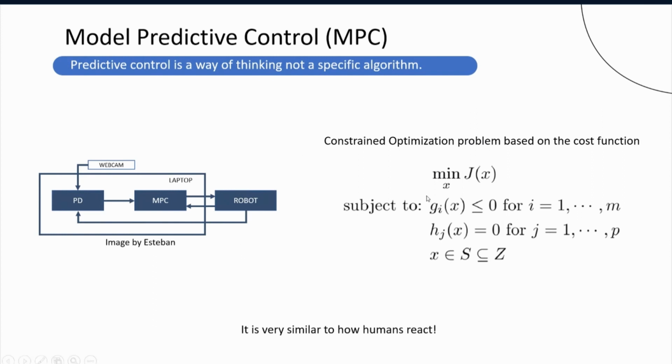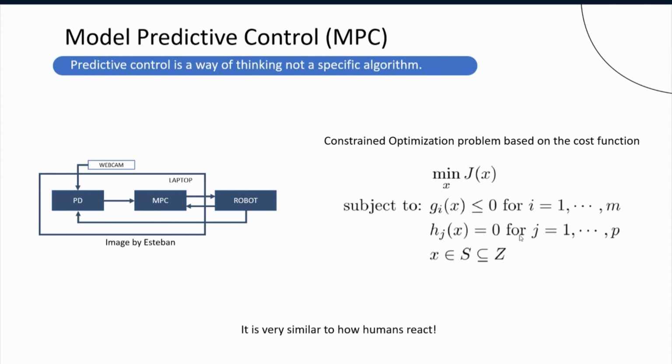And the model predictive control gives its control action based on something called the cost function. This function penalizes the error, and it can also penalize the controller effort. And this function is being optimized under certain constraints. It can be inequality constraints and equality constraints. So it gives the optimum action under these constraints.